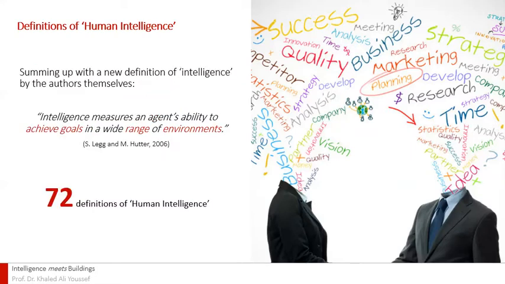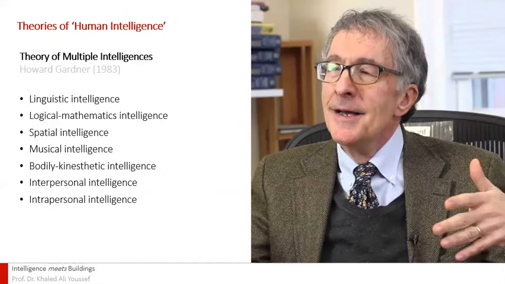By the end of the paper, Legg and Hutter added their own definition of human intelligence. Therefore, the number of definitions increased from 71 to 72. Their definition of human intelligence was the agent's ability to achieve goals in a wide range of environments. A number of human intelligence theories have been developed. At the top of these theories comes the theory of multiple intelligence developed by Gardner in 1983.